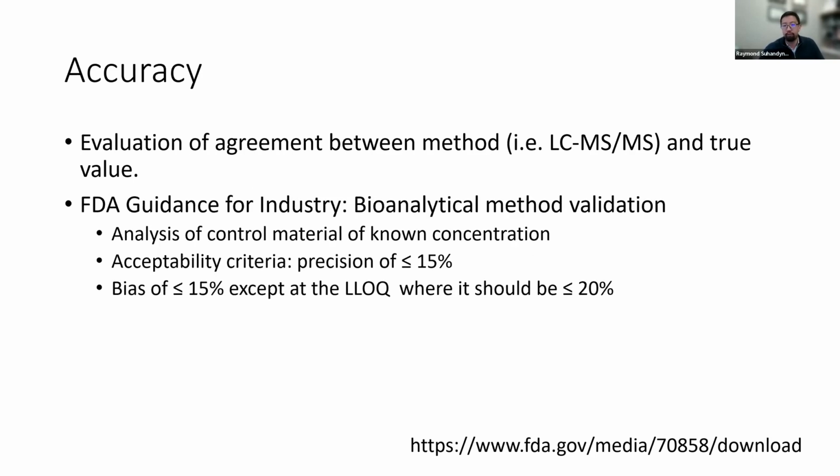And our sort of Bible for developing these methods is the FDA Guidance for Industry Bioanalytical Method Validation, which is referenced here. Typically, we analyze a control material of known concentration, and the acceptability criteria for the accuracy is less than 15%, except at the LLOQ, which should be less than 20%. So that gives you an idea of how accurate a well-validated method should be.